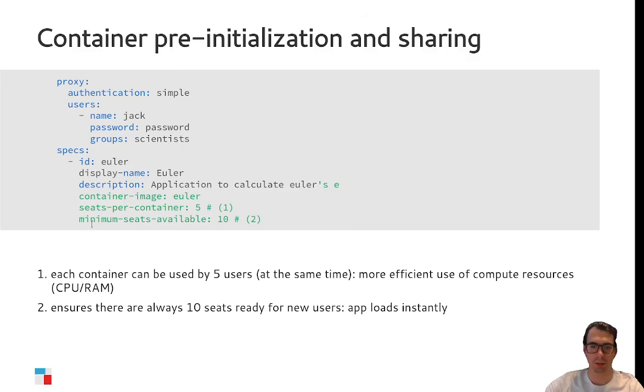And the second setting tells ShinyProxy to always have 10 seats ready for new users. And this ensures that the app loads instantly. Of course, in many environments, you still want a dedicated container per user. For example, if you need to execute a big model, or if you need security because of security constraints.